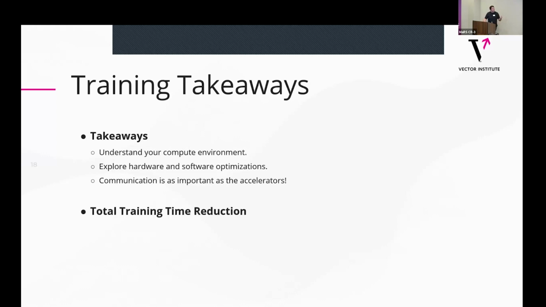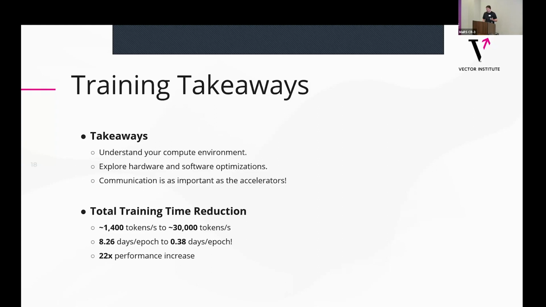And so again, just looking at some of these high-level metrics, this is a direct comparison of the naive implementation on 2 nodes of A100s. We went from 1,400 tokens per second to 30,000, 8 days per epoch down to well under half a day. About a 22x increase in performance.